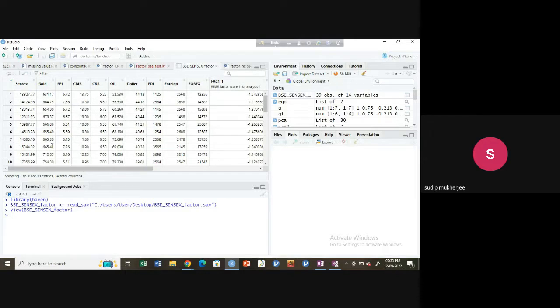So this is the data. And what is the objective? The objective is to find out the determinants of the SenseX. First objective: when the objective is which factors are actually determining the SenseX, what do you use? Basically, we have to use the regression.